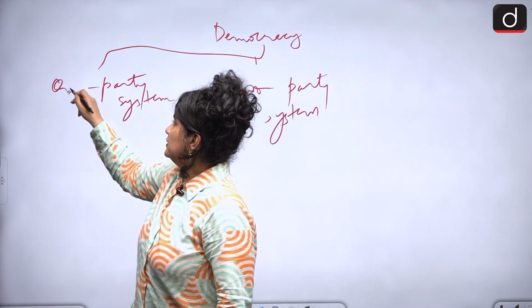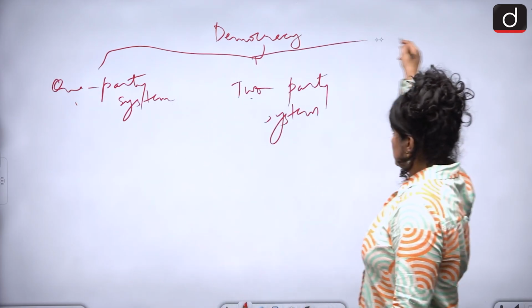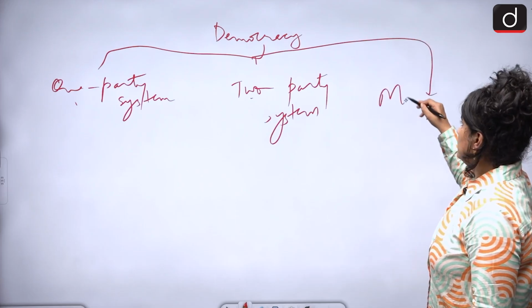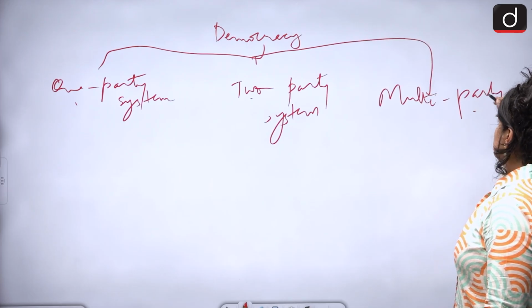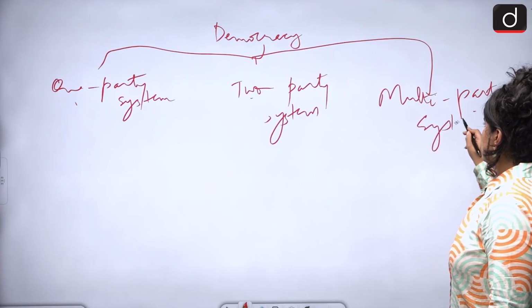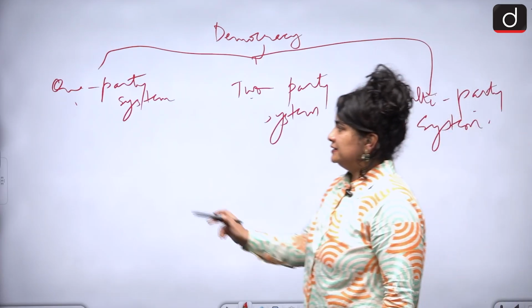And finally, there can be a multi-party system. Let's discuss the one-party system.